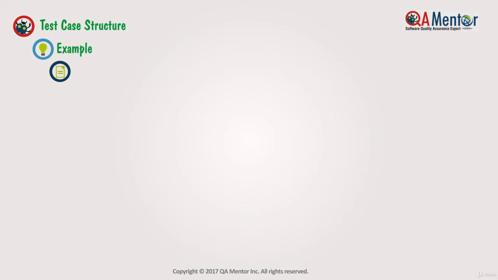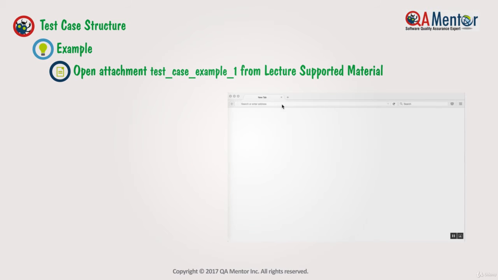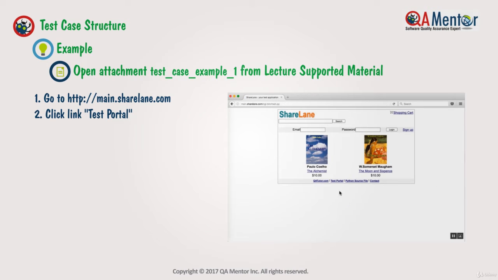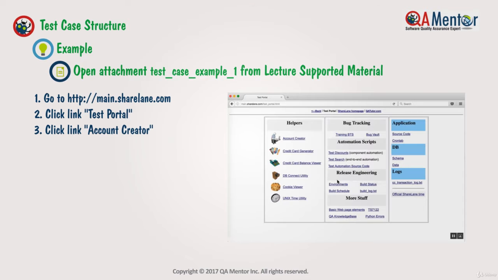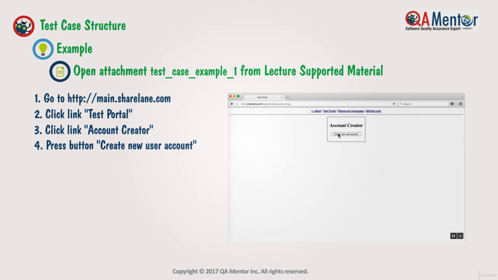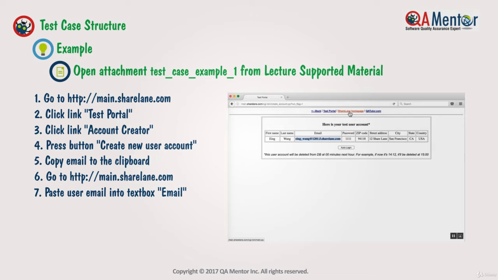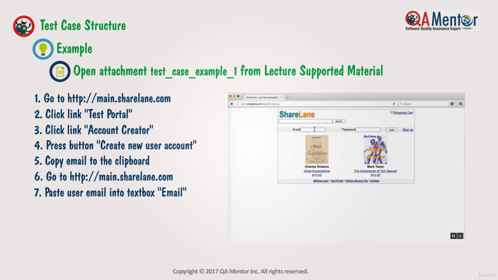Example: please open up the file test case example 1 and execute the steps along with me. Go to main.sharelane.com. Click link Test Portal. Click link Account Creator. Press button Create New User Account. Copy email to the clipboard. Go to main.sharelane.com. Paste user email into text box email. Enter 1111 into text box password.